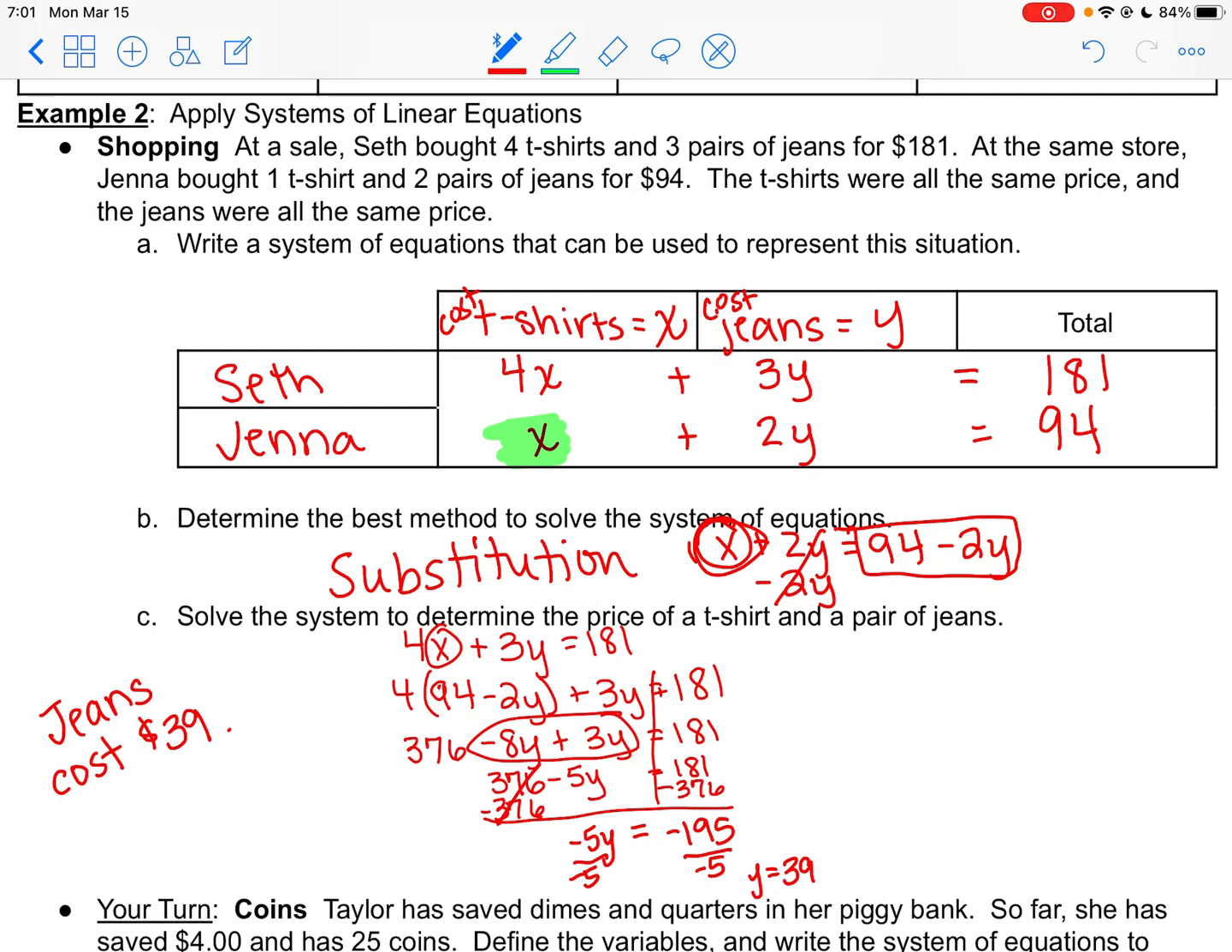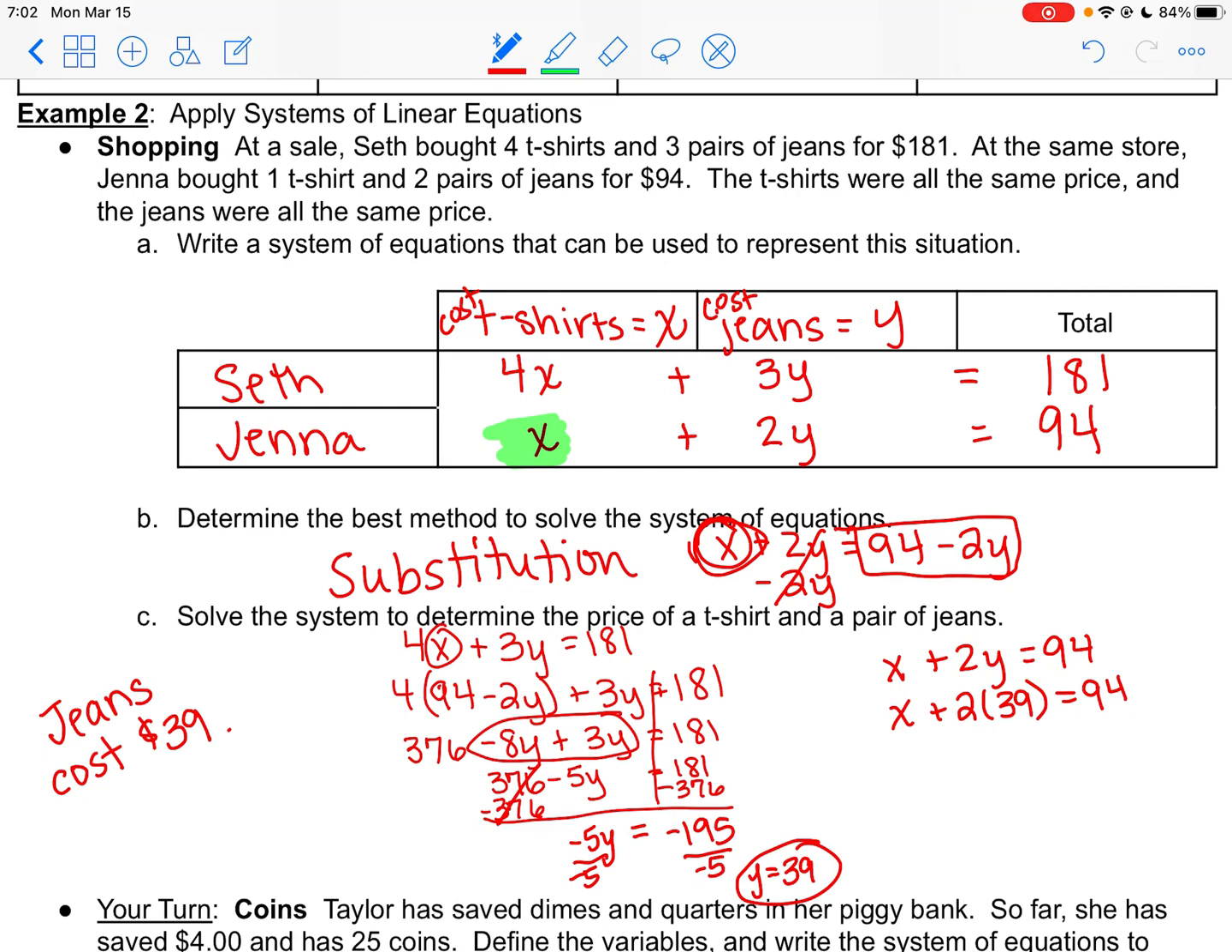To figure out the cost for a t-shirt, I'm going to plug that back into either equation. Since Jenna bought less items, that looks easier to me. So I'm going to use x plus 2y equals 94. And then I just want to replace the y with this 39. So I know she bought 2 pairs of jeans, which cost $39 each. And whatever's left over is how much she spent on the t-shirt.